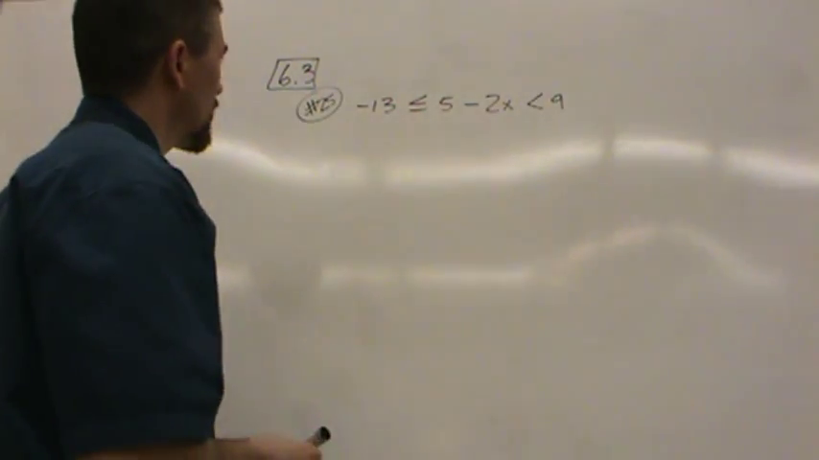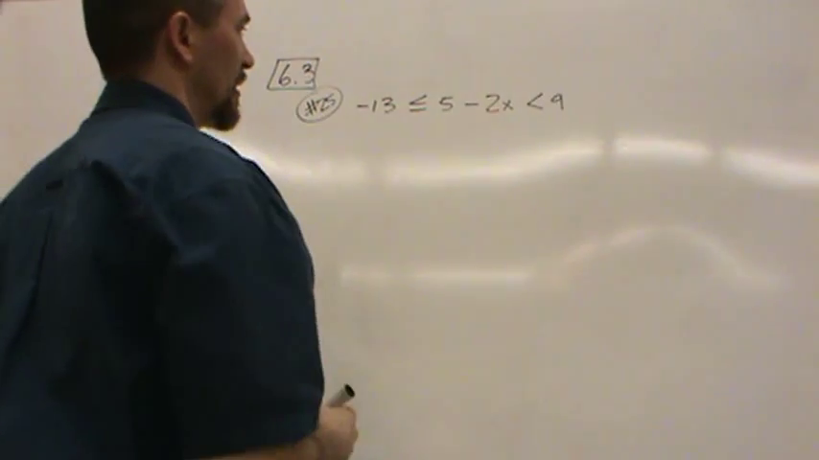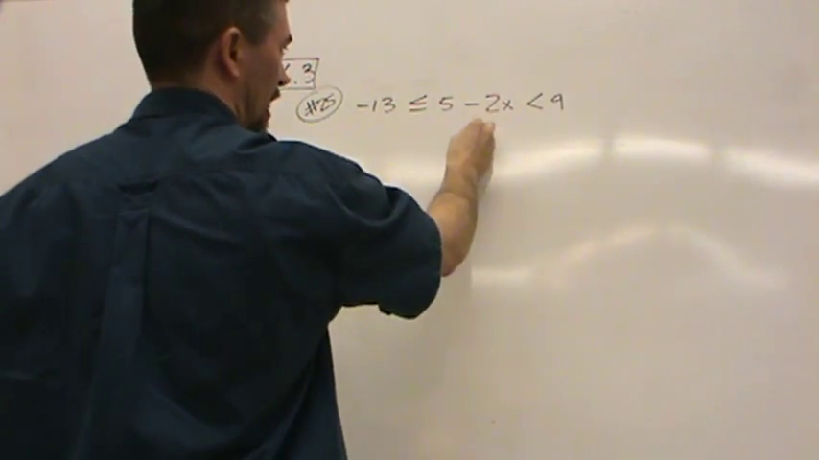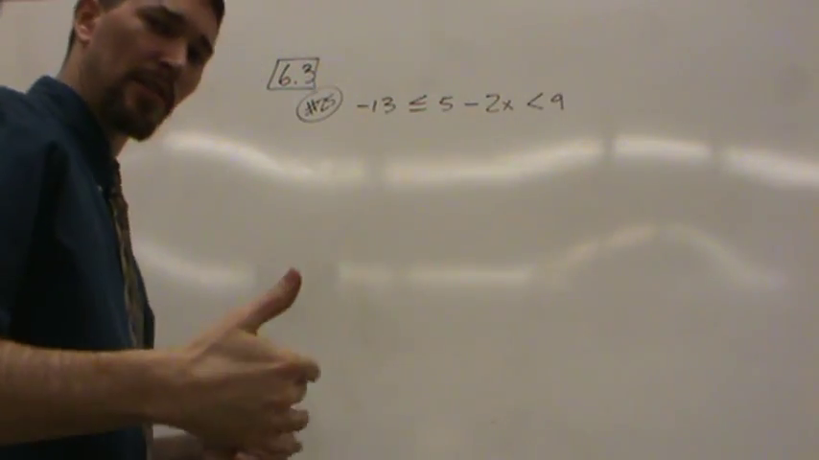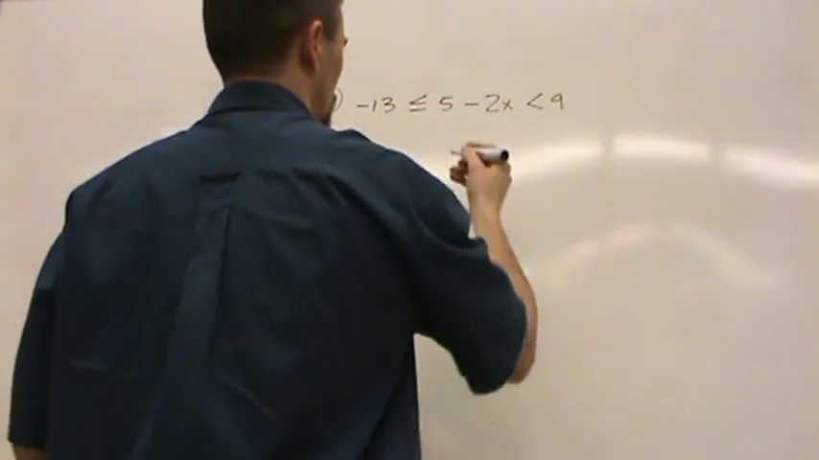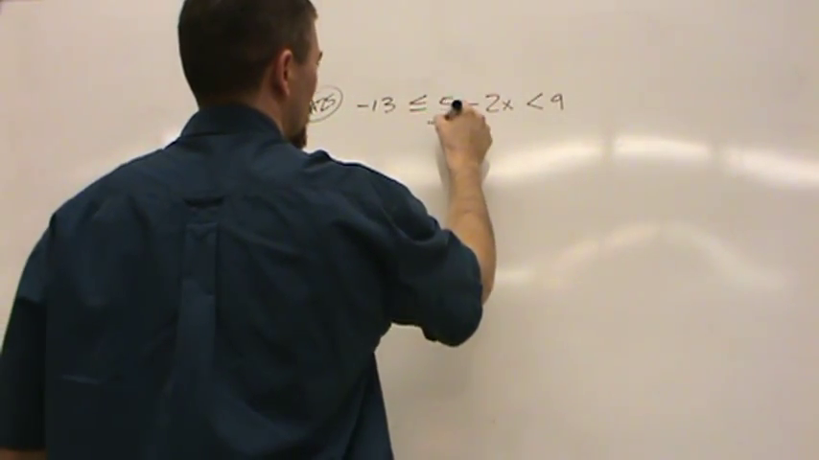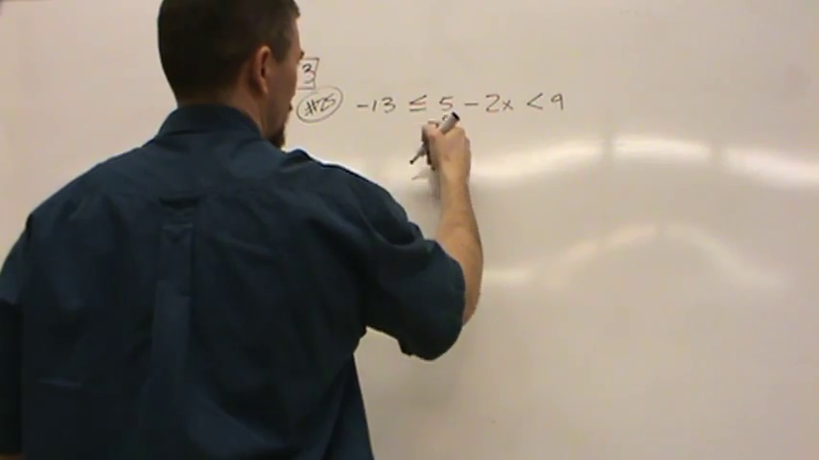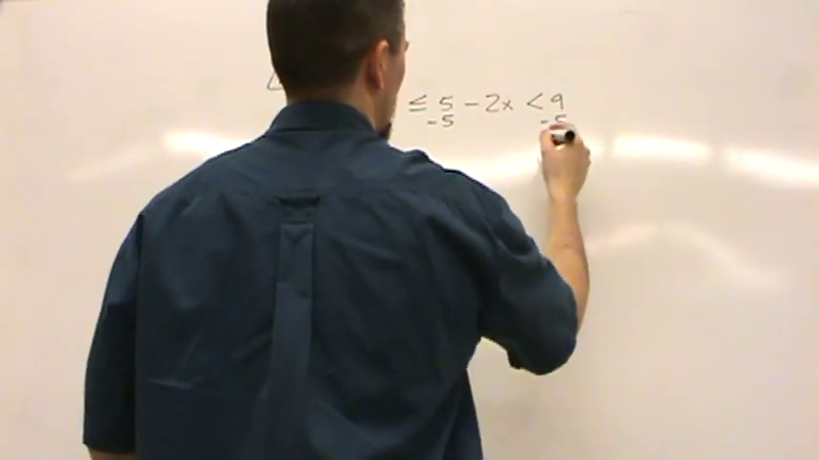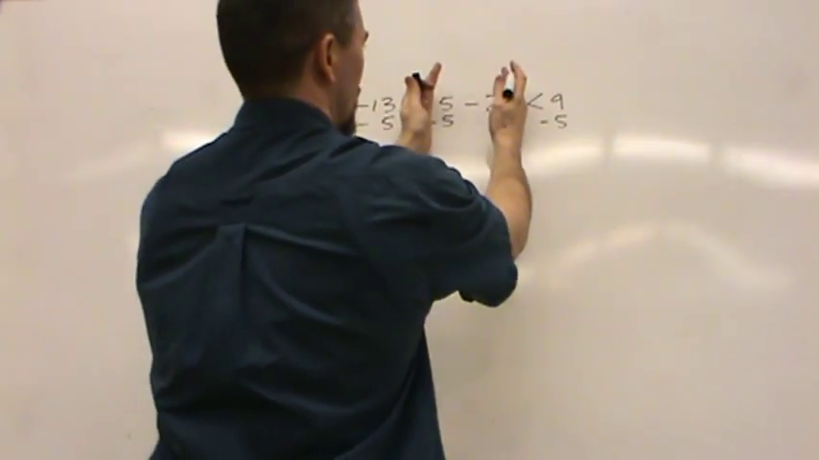Now we've got number 25. We have basically an AND statement, but they've complicated matters by not just giving us an X in the middle. So it's up to us to solve for that X by getting rid of these things using the rules that we've learned previously. So we take away that positive 5 with a negative 5, and we have to do that on every side of the inequality.